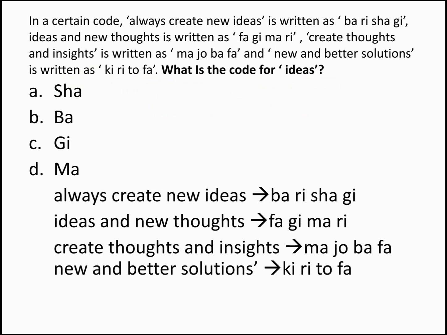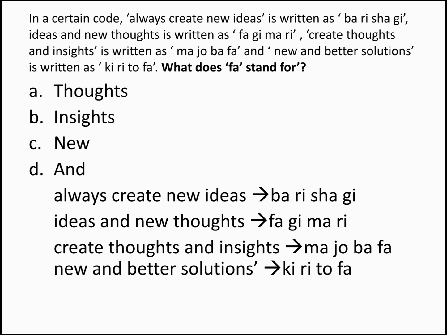Right, now this is exactly what is given in the question. In your first 2 statements, you have the word ideas, and what is common in both? You have GI and RI, right? In your options, you have got only GI. So with this, you can easily conclude the answer to be GI, right? For the same code, what does FA stand for? Now, FA is in your second, third and fourth statements. In all the 3 statements, the common word is and. So the answer for this question becomes and.